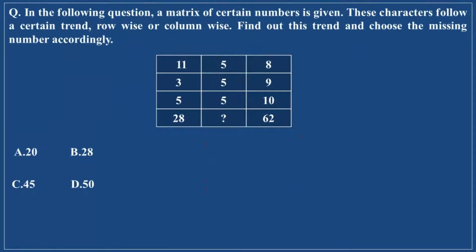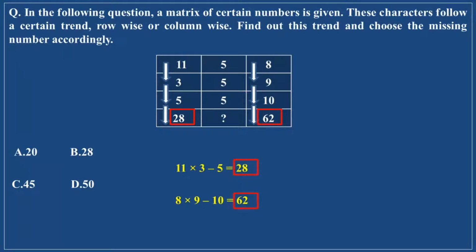In the following question, a matrix of certain numbers is given. These characters follow a certain trend, row-wise or column-wise. Determine this trend and select the missing number accordingly. In the first set of columns, 33 is obtained by multiplying 11 by 3, and 5 is subtracted from 33, which is equal to 28. In the third set of columns, 72 is obtained by multiplying 8 by 9, and 10 is subtracted from 72, which is equal to 62.